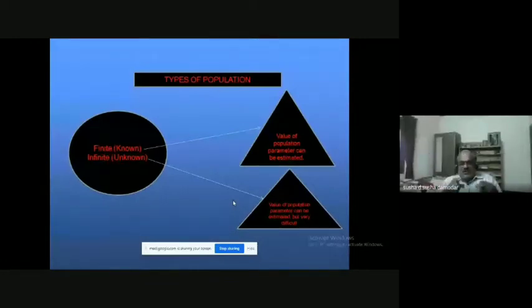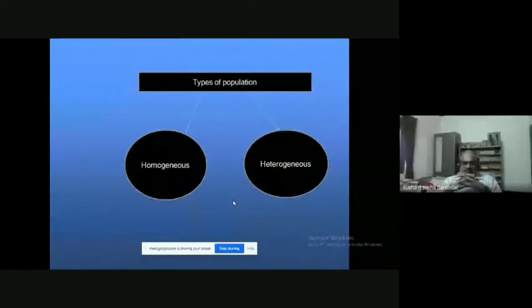Again, types of population: homogeneous and heterogeneous. In a homogeneous population, all the units have certain common features. And in the case of a heterogeneous population, there are different features associated with the different units included in the population. So homogeneous and heterogeneous.